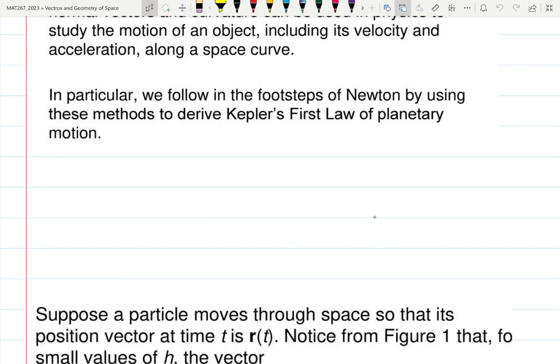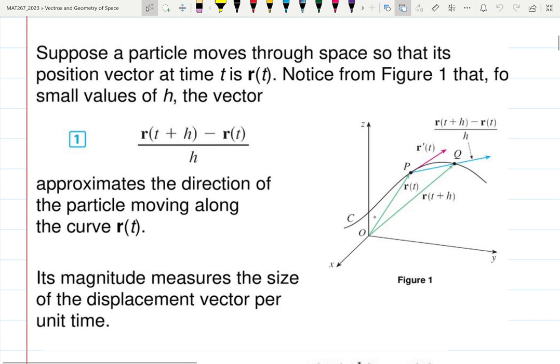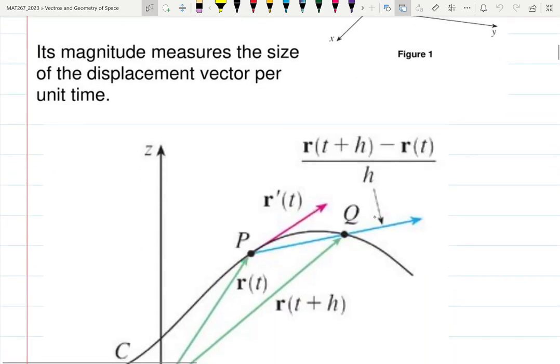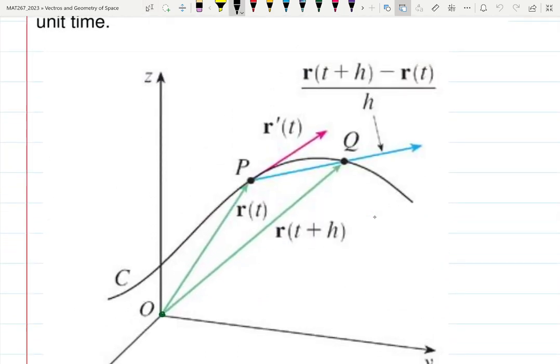So Kepler's first law. Pretty cool. Suppose the particle moves through space so that its position vector is given by r. We know the limits. We know that it gives us an approximation of a tangent. Then we can find the exact tangent and the magnitude. We just learned all of this, so it's basically summarizing what we learned.